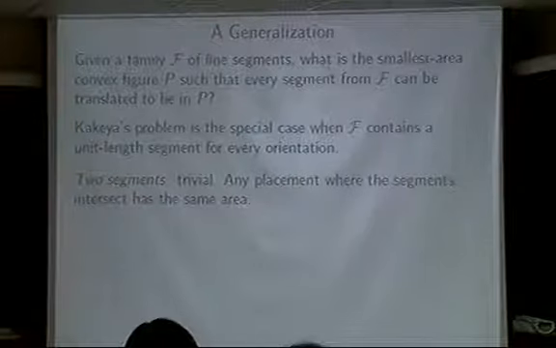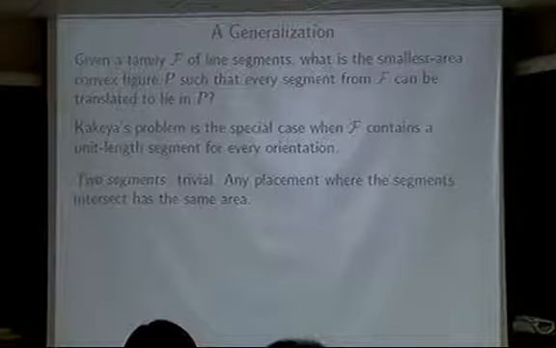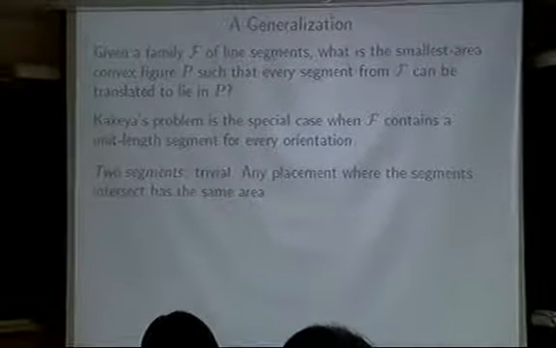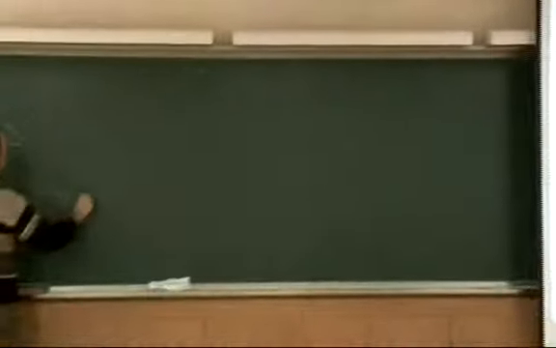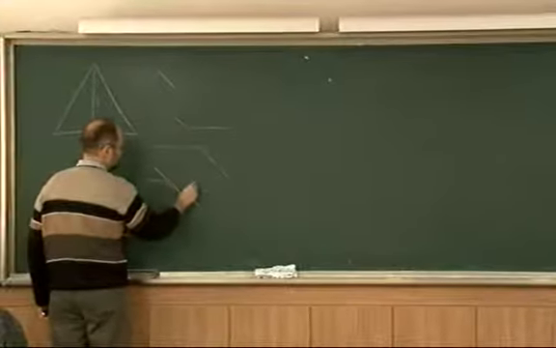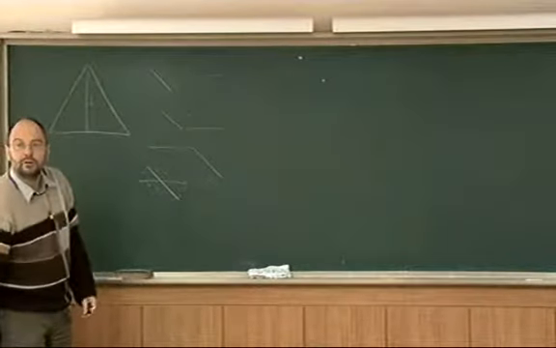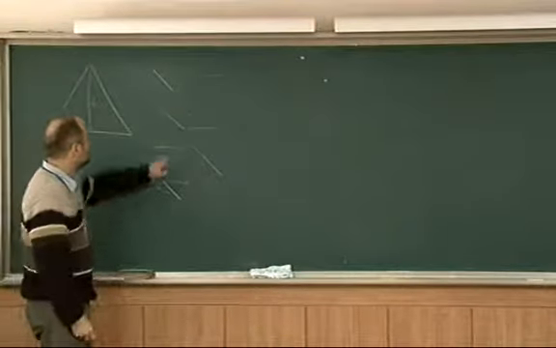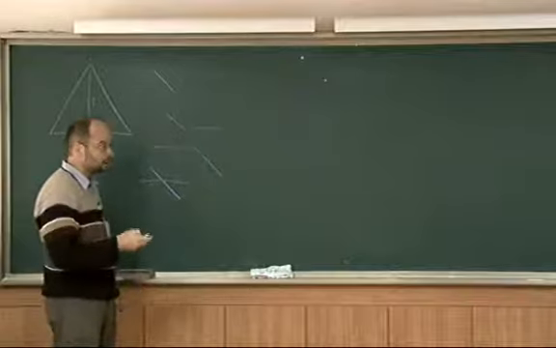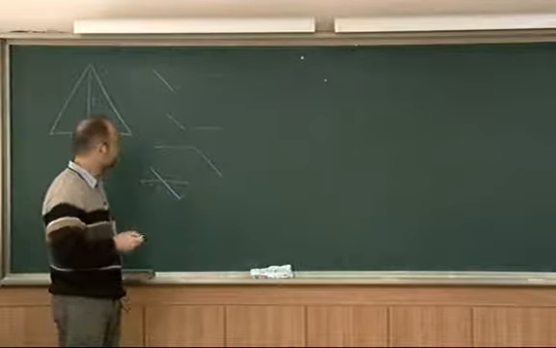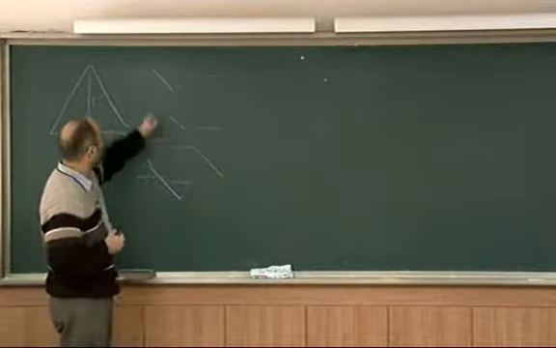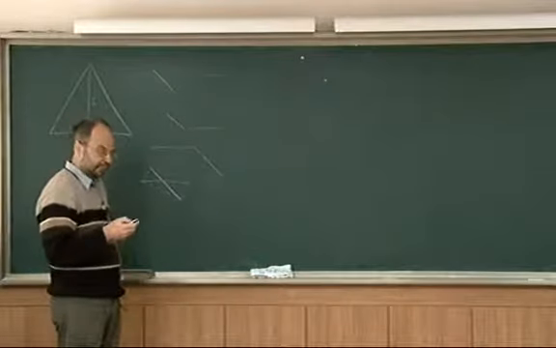Right? So if I have these two segments, then I can put them like this and take the convex hull, or I can put them like this and take the convex hull, or I can in fact draw them any way such that they intersect and take the convex hull. And the convex hull has the same area in all situations. Right? So as long as the two segments are touching or intersecting, the area is the same. So in particular, you can make it a triangle.